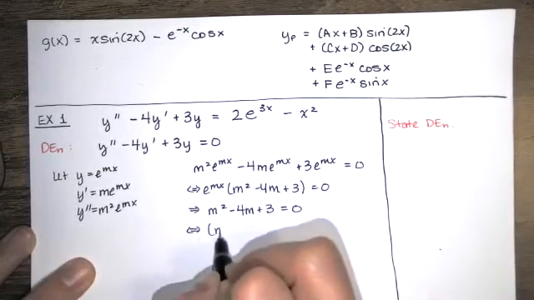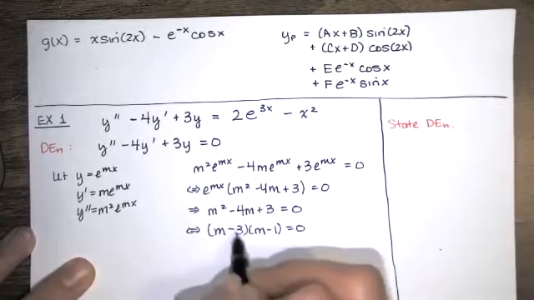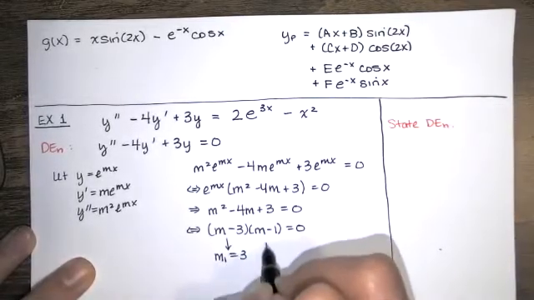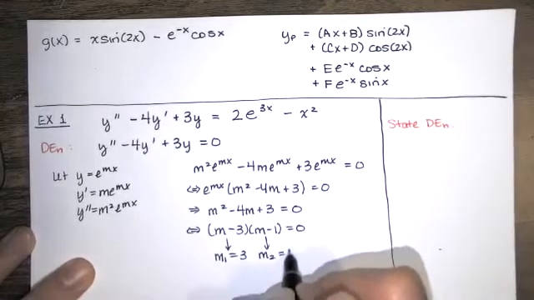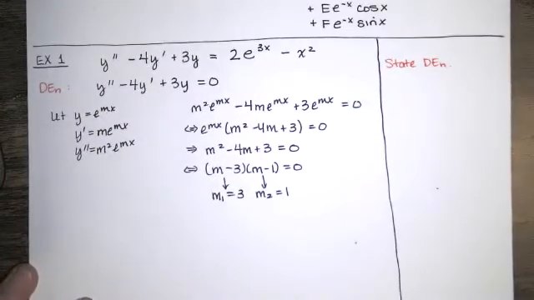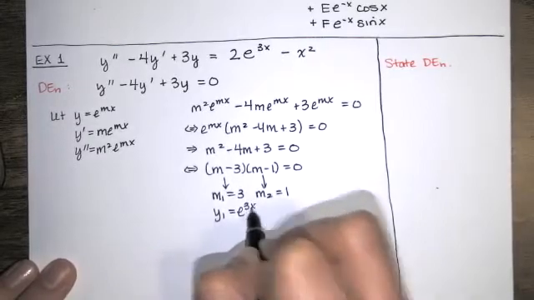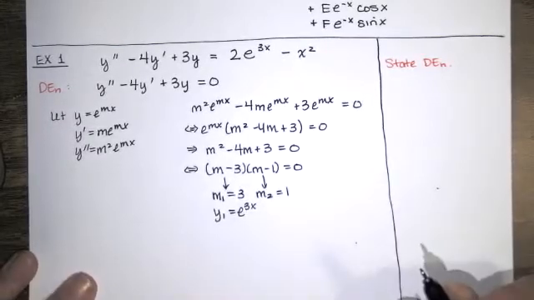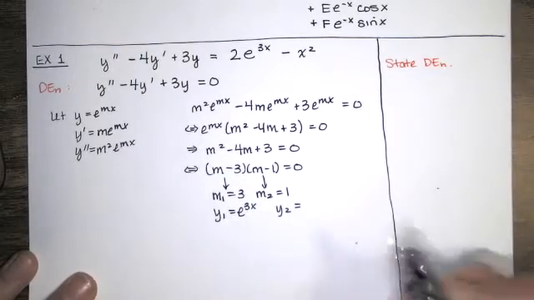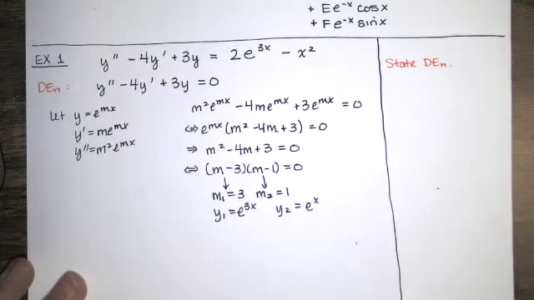And we can factor this one. That factors to m minus 3 times m minus 1. If this times this equals 0, either the first factor equals 0, so m1 equals 3, or the second factor equals 0, so m sub 2 equals 1. That means our first linearly independent solution to the homogeneous equation is e to the m1x, so it's e to the 3x. And our second linearly independent solution is e to the m2x, and m2 equals 1, so that's e to the x.